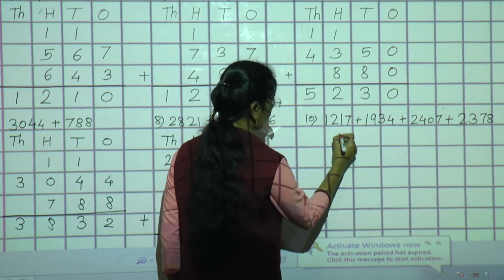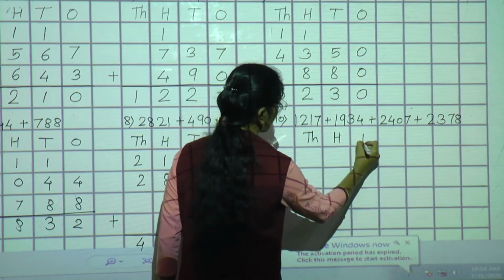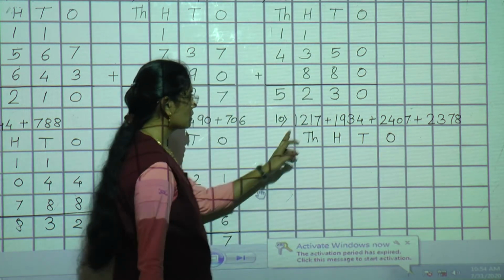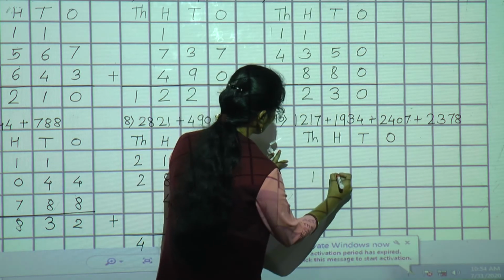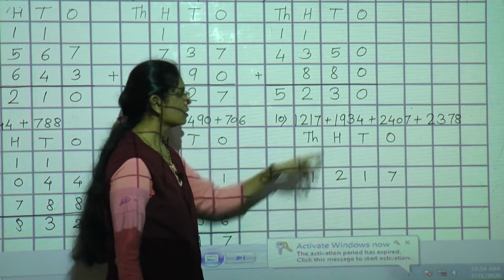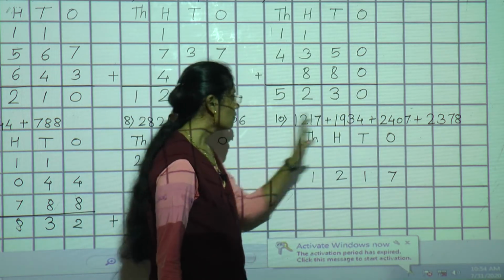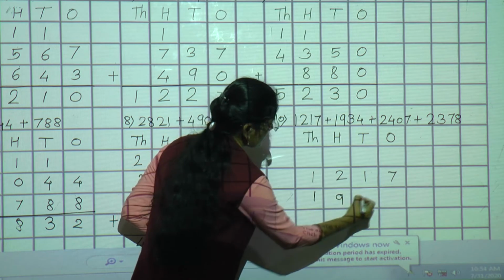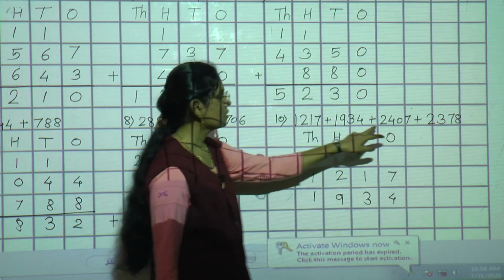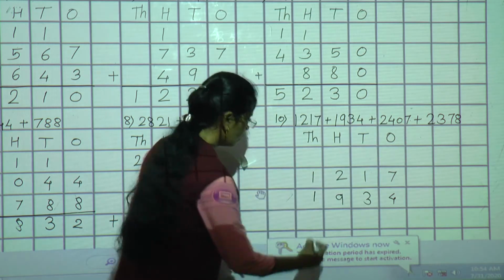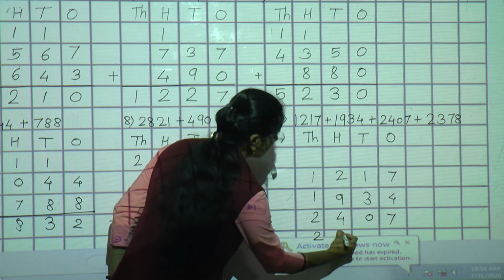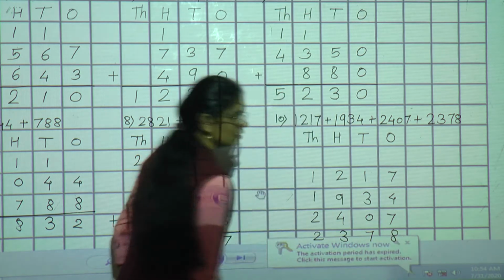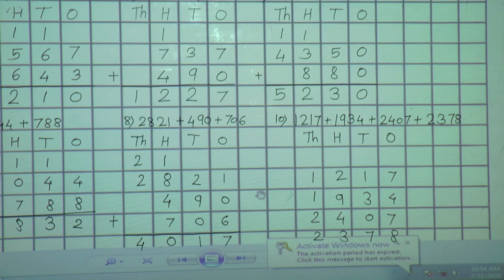So first of all we will draw the place value chart, that is thousands, hundreds, tens and ones. Now see the first number. The first number is 1217. Write this number in the place value chart, 1217. The other number is 1934. Write this number also, 1934. Now see the third one, 2407. And the last is 2378. Here 4 numbers they have given us, and we have to add these 4 numbers.